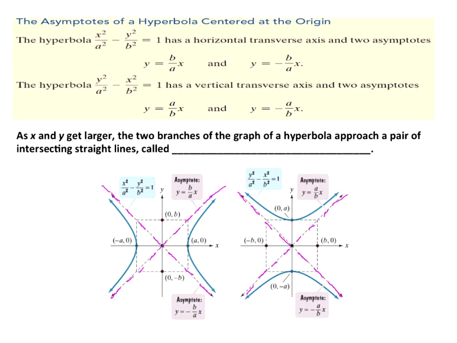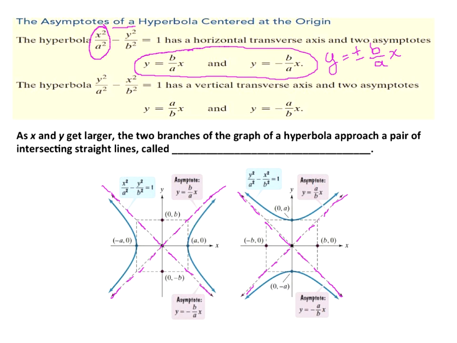So I'll just point out that the first one we're talking about is when your x squared term is leading. So this is when your transverse axis is horizontal. When the transverse axis is horizontal, the equations for the asymptotes are, I would write this as y equals positive or negative b over a times x. So that b over a is the slope of those lines there. So they just split it into two different equations, which is fine.